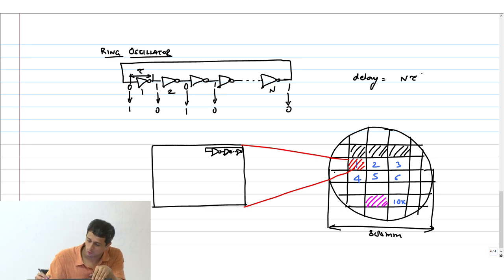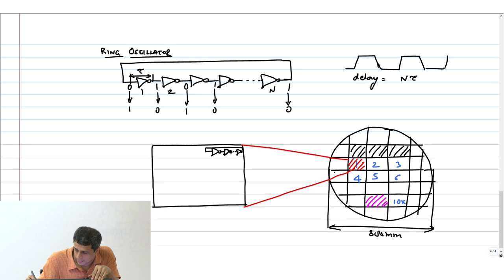Right? So if you look at the output of this ring oscillator, it will go like this. This is too clean a waveform, but it may even look like a sinusoidal waveform in reality, by the way. This delay for the output to go from 0 to 1 is basically my N tau. This is another N tau. Therefore, the frequency of operation is 1 by 2 N tau.